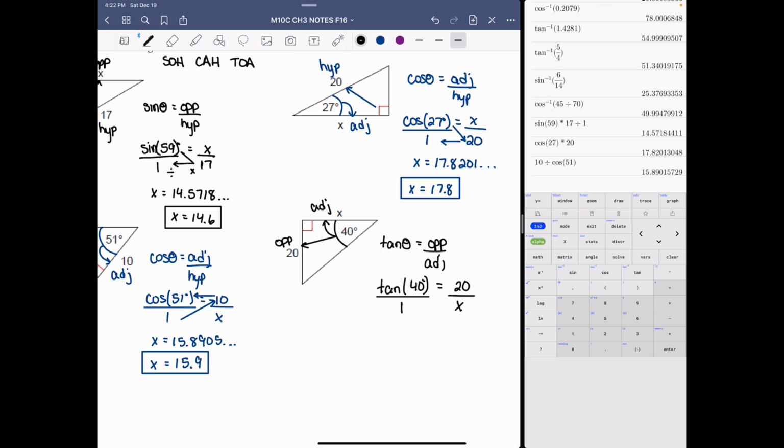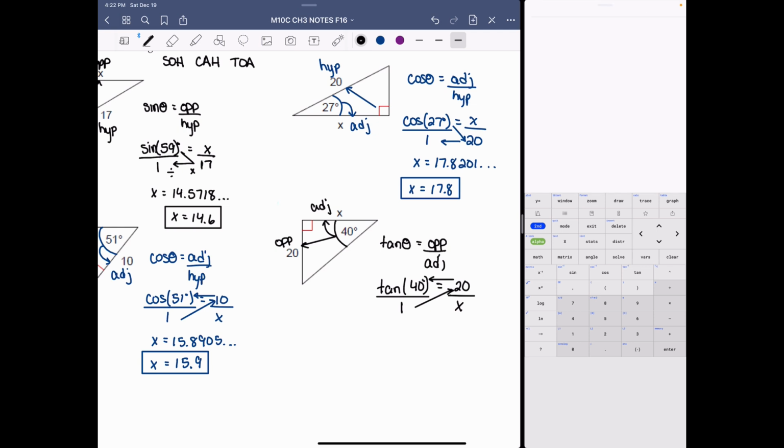Then cross multiply and divide, multiply diagonal numbers, which in this case is 1 and 20. Then divide by what's left, which is our trig function. 1 times 20 is 20, divided by tan 40 gives us 23.8350. Rounded to the nearest tenth is 23.8.